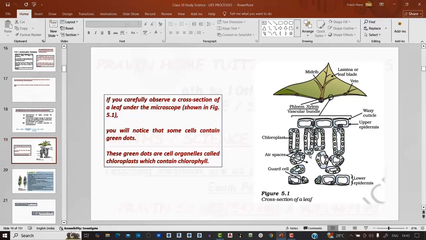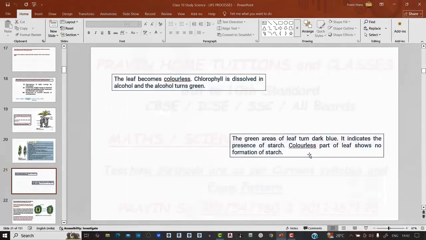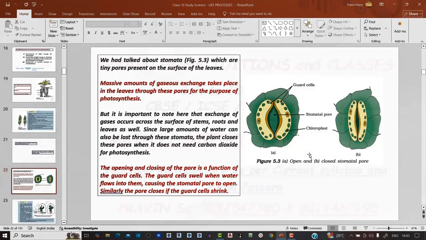Chlorophyll has green color. Now, as we have seen, carbon dioxide and water are taken inside the plant. How do they take them? All these are taken through the leaf, stem, and root.